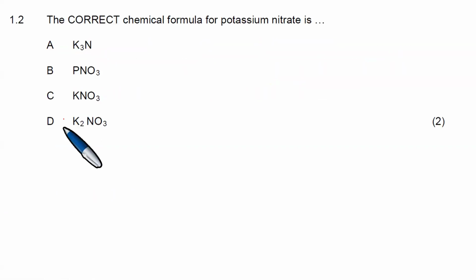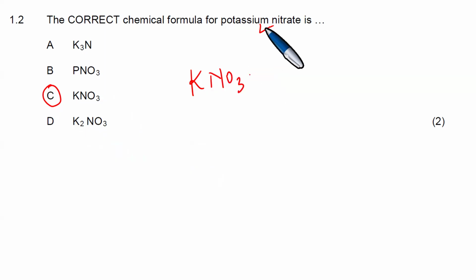Next question. The correct chemical formula for potassium nitrate is which one? There's something we call potassium nitrate, and which one is the correct chemical formula for potassium nitrate? Right, so the correct answer is this one here, and this is the correct chemical formula for potassium nitrate. It is KNO3, and this is called potassium nitrate, and that is the correct chemical formula. 1.3.